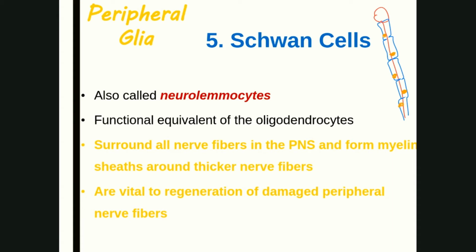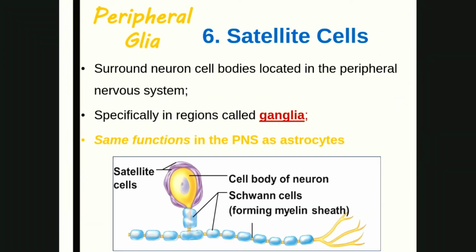Theodor Schwann, he's the one who found these cells. Next, satellite cells. As I told you, there is a nucleus, and this is the cell body, and this is the axon. In the border you have these satellite cells that support the cell bodies in the ganglia. Mainly these satellite cells are found in the ganglion. What is a ganglion? It's a cluster of nerve cell bodies. You will understand now what a ganglion is.